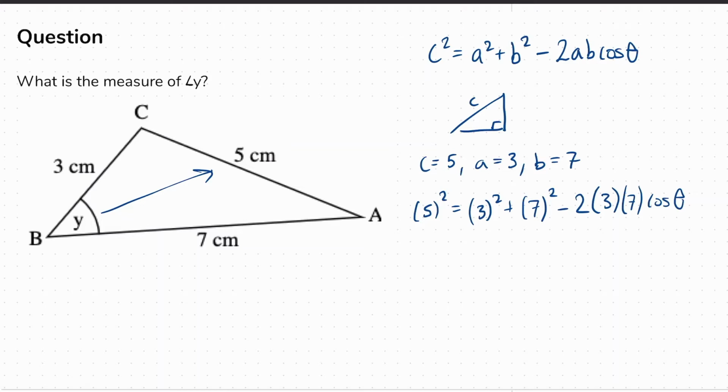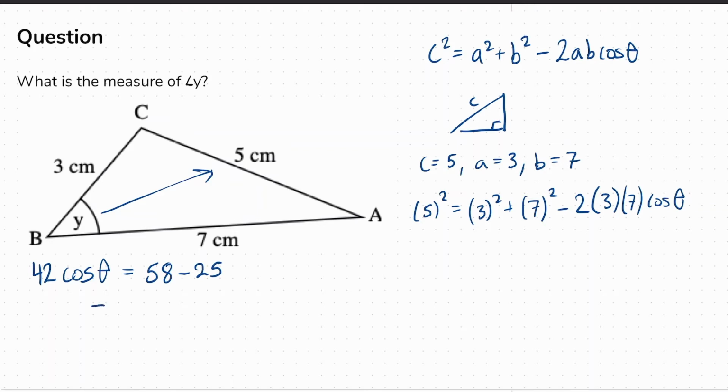We're going to rearrange this to try and make theta the subject by subtracting this whole section from this side, or adding this whole section to this side, and subtracting this from the left-hand side. Getting, I'm going to move this over to underneath the diagram now. 2 times 3 times 7. 6 times 7 is 42. Cos theta equal to 9 plus 49 is 58. Minus 5 squared is 25.